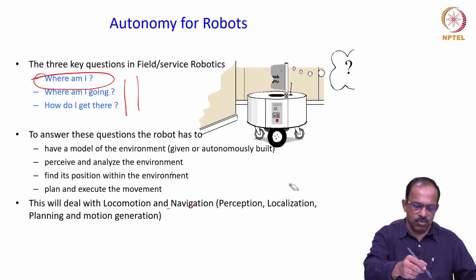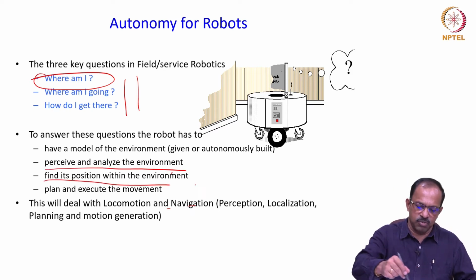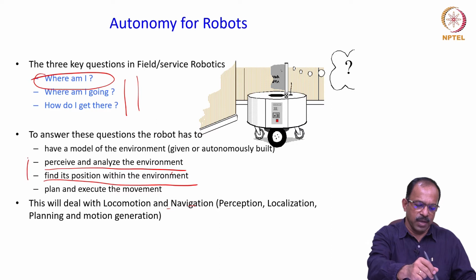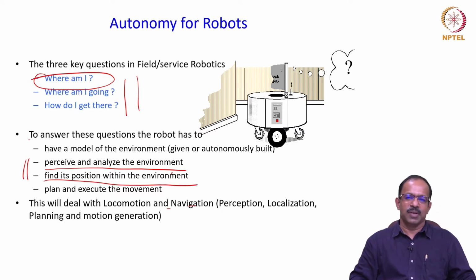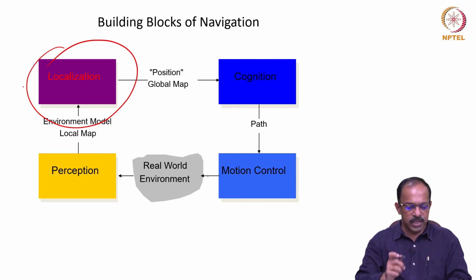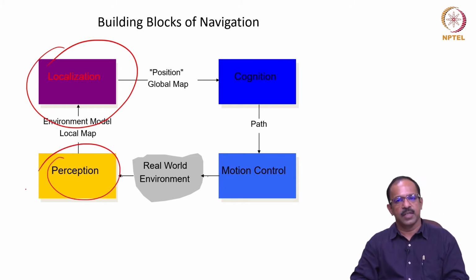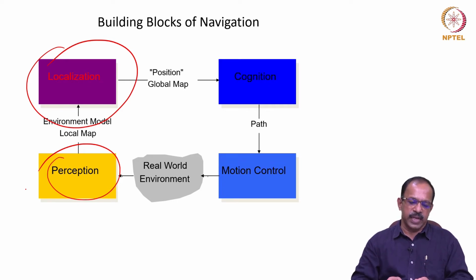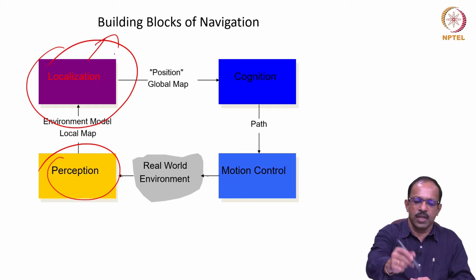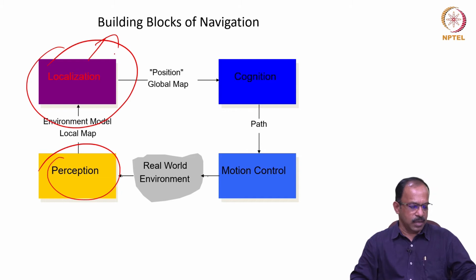So we need to perceive and analyze the environment and find the robot's position within the environment, and then of course it has to plan and execute. We'll talk about the localization part only in this discussion. Localization basically requires perception to be done. The sensors will collect the data, and that data will be processed with the information available with the robot. Either the map is given or the map is created, and based on that it does the localization. That is what actually happens in the robots.